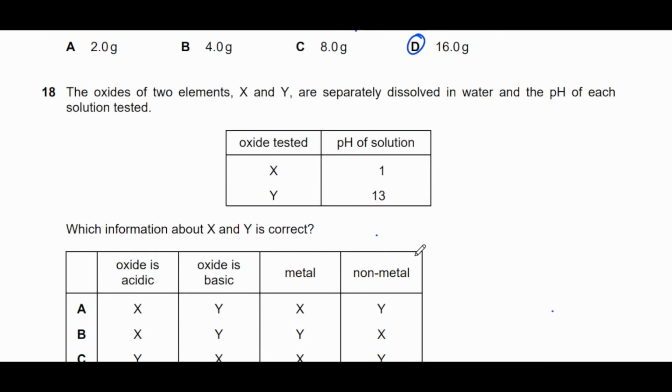The solutions of two elements, X and Y, are separately dissolved in water and the pH of each solution is tested. Which information about X and Y is correct? So pH of solution 1, that means X is acidic, right? So therefore C and D is wrong. Y is basic. Okay, so metal or non-metal? The non-metal oxide would be acidic, so therefore the answer is B.